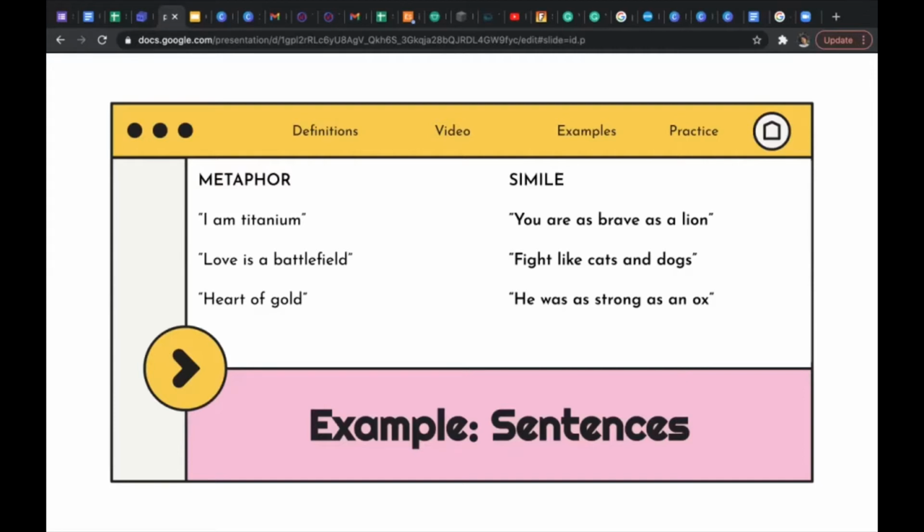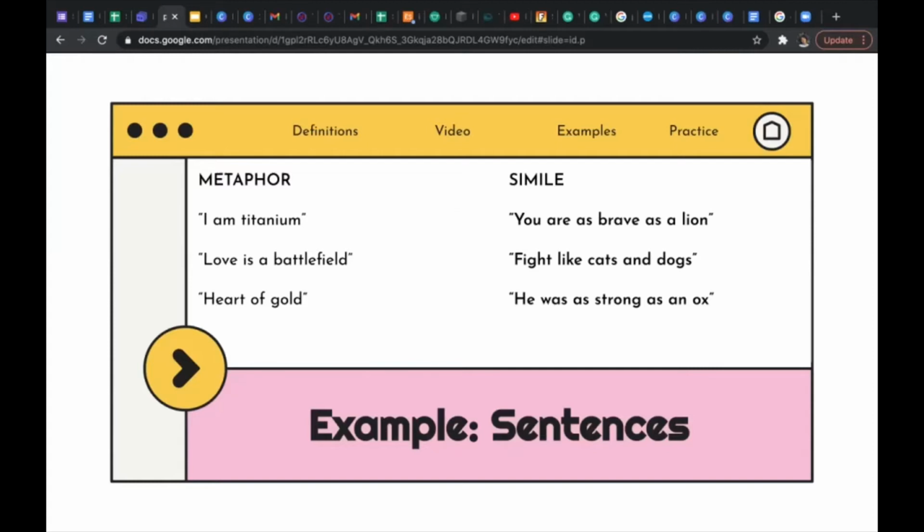And then for similes, we have, you are as brave as a lion, fight like cats and dogs, he was as strong as an ox. For the first one, someone is comparing their own bravery or someone else's bravery to that of a lion. And this just shows that because we view lions as very extremely brave, they're also saying this person is brave. It makes what they're saying that much more vivid and understandable about how the writer felt about this person.